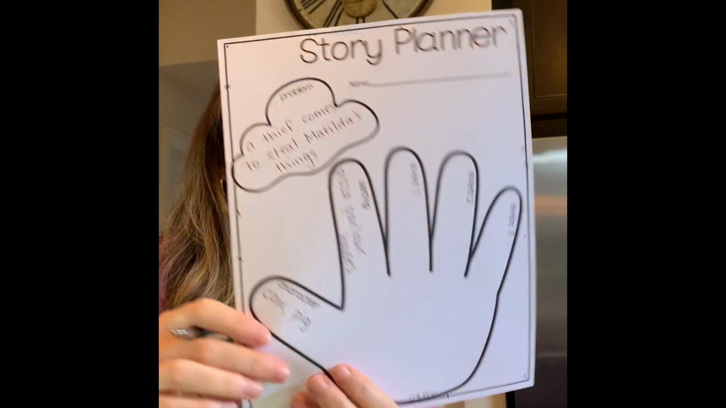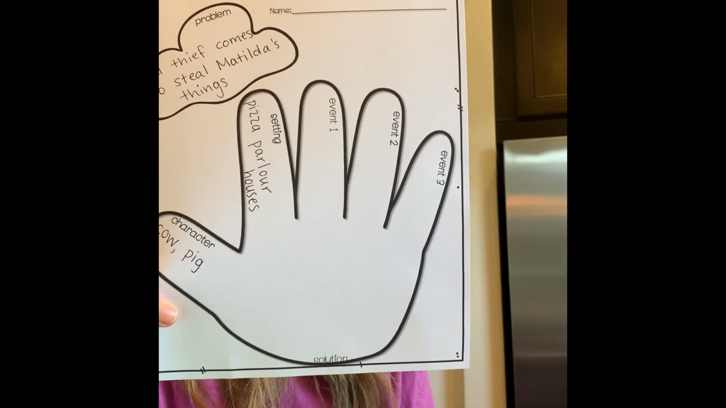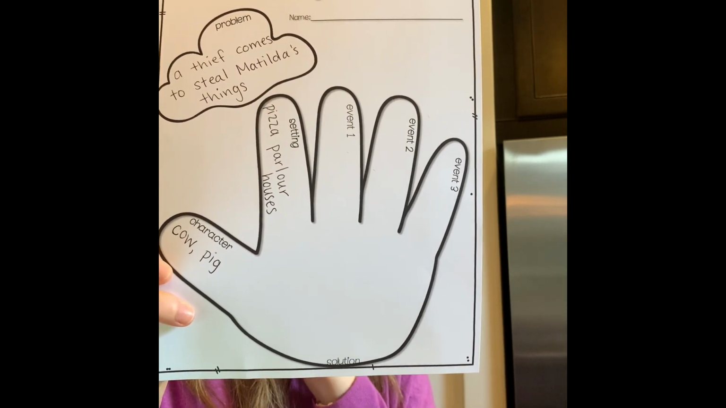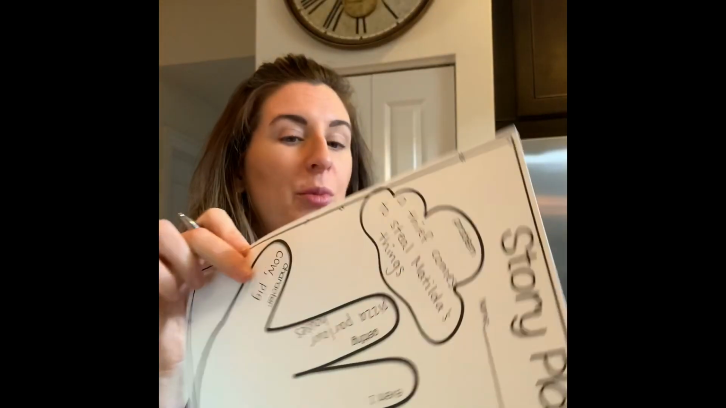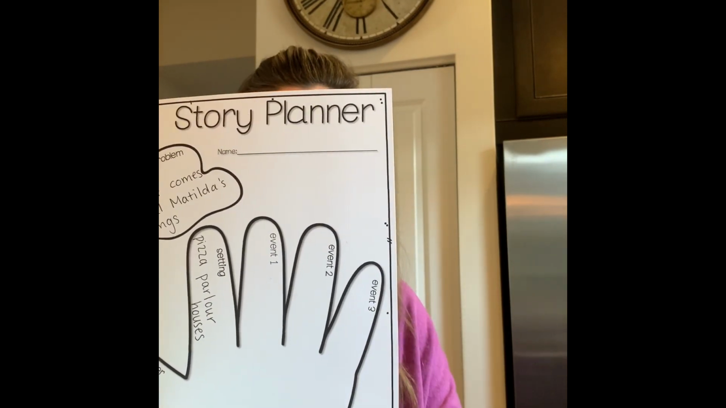Now, eventually we'll be coming up with a solution to the problem. You might not have thought that far ahead in your story yet, so we'll pause on that. But just so you know, the solution to our problem is going to go right down here at the bottom of the story hand, because that is where we write down how the problem got solved in the end. Now, the next 3 fingers on your story hand say event 1, event 2, and event 3.